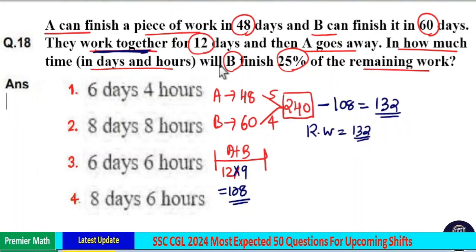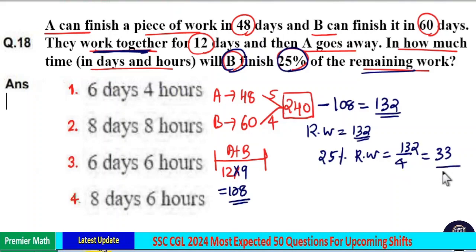But here the question says in how much time we will finish 25% of the remaining work. So 25% of remaining work is equal to 1 by 4 of 132, which is 4 goes 3 times in 12, so 33 units of work.